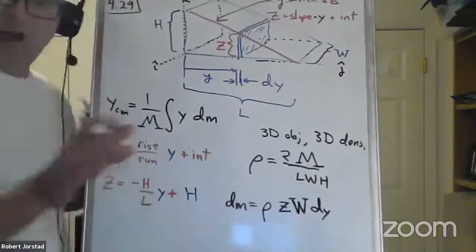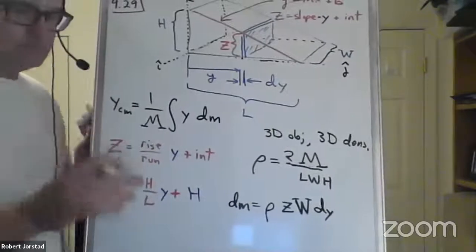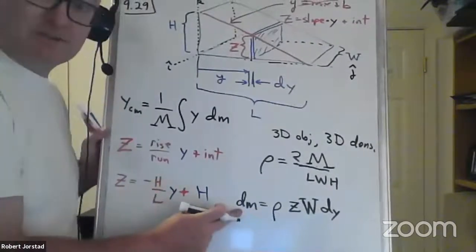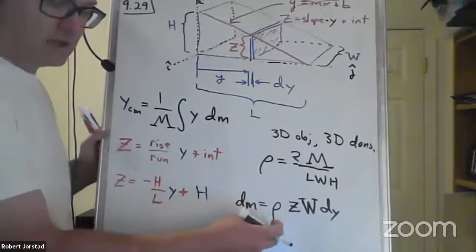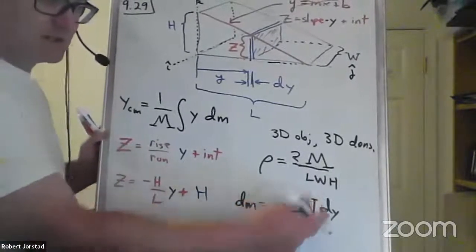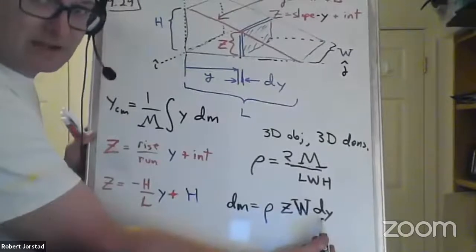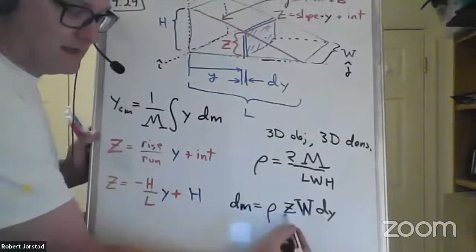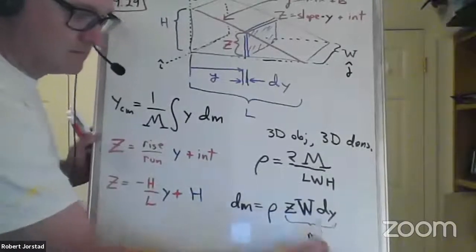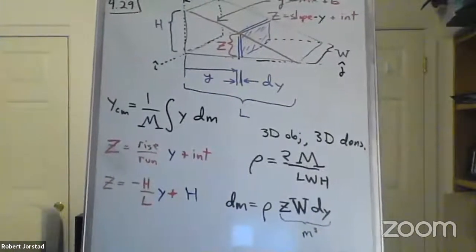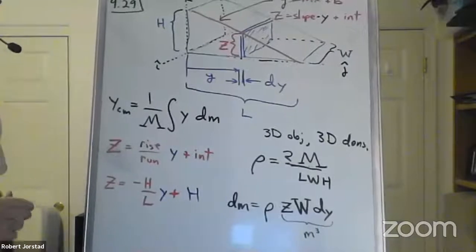I could tell this is right because this has units of kilograms. This has units of kilograms per meter cubed. Meters, meters. That also has units of meters. This is correct. This is in meters cubed. That's good, this works out dimensionally.